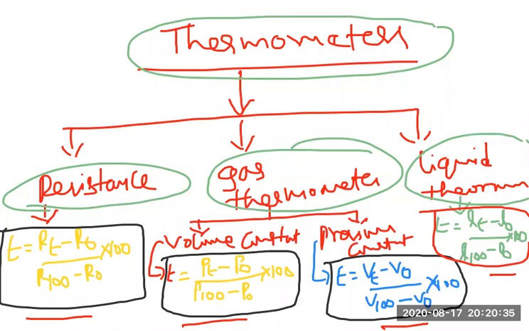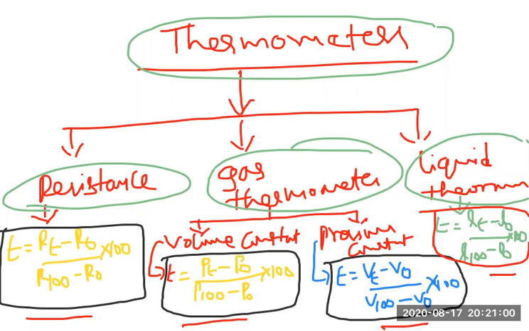So this is the information about thermometers. Thermometers are the instruments or devices used to measure temperature. Generally, we classify them into 3 categories: resistance thermometer, gas thermometer, liquid thermometer. Resistance thermometer means how resistance is varying with respect to temperature. The resistance of that given material varies with respect to temperature.